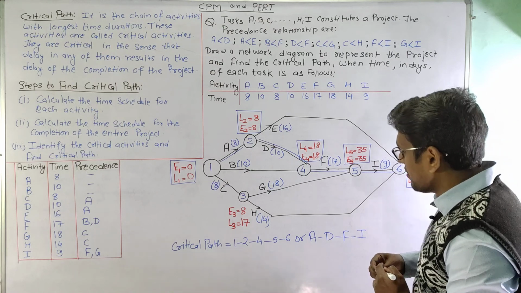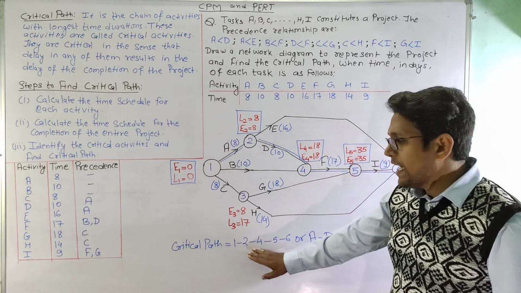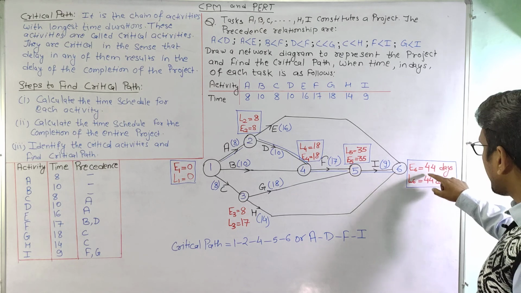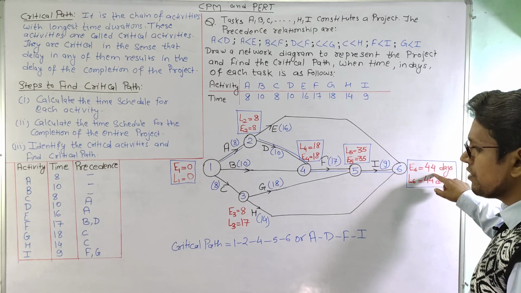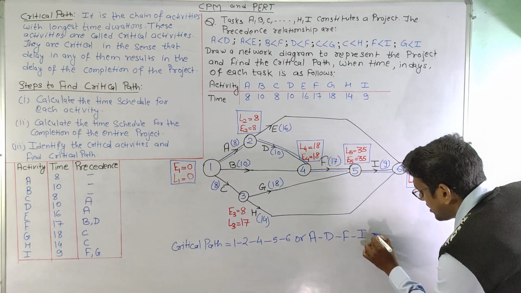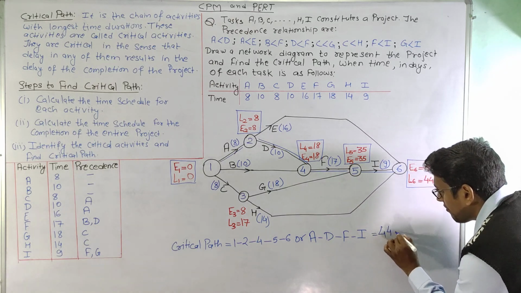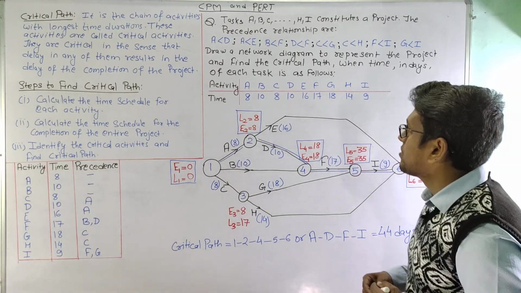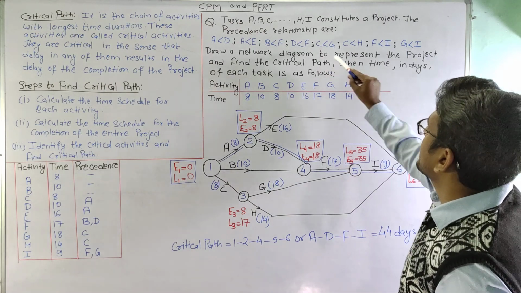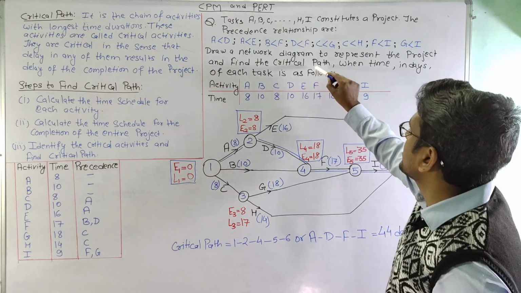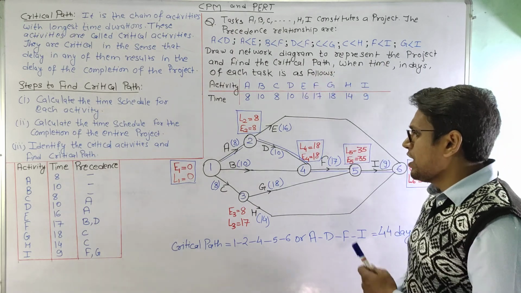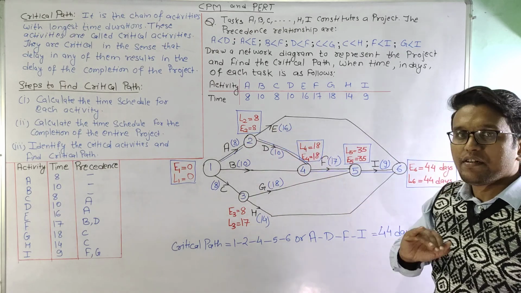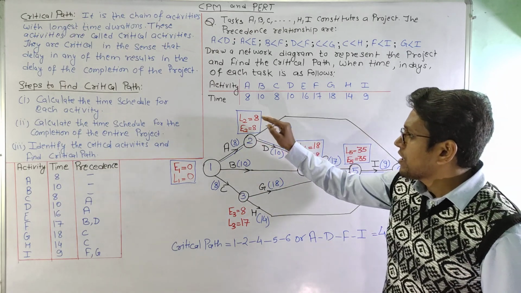So this is our critical path, and the value of the critical path, that is the project completion time, is coming as 44 days. Okay, so we have drawn the network diagram here. We will find the critical path, and now let me again show you how we have found the earliest and the latest times here.